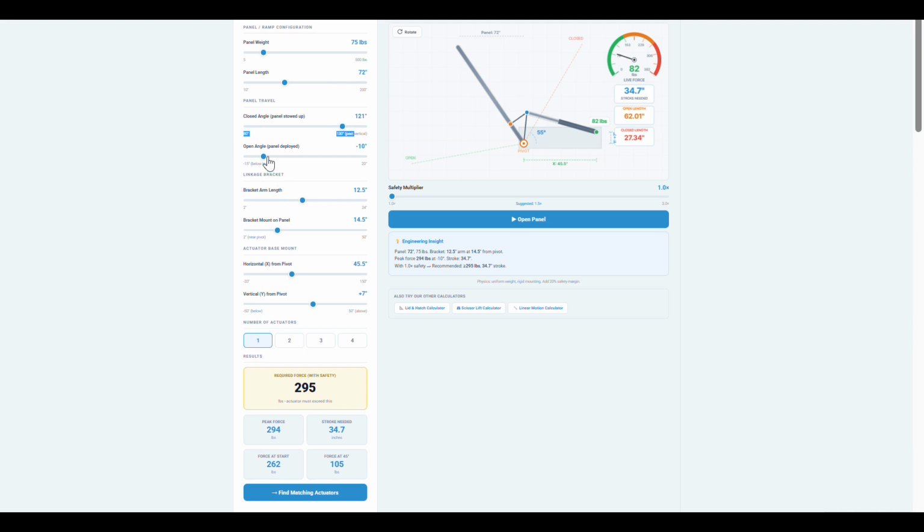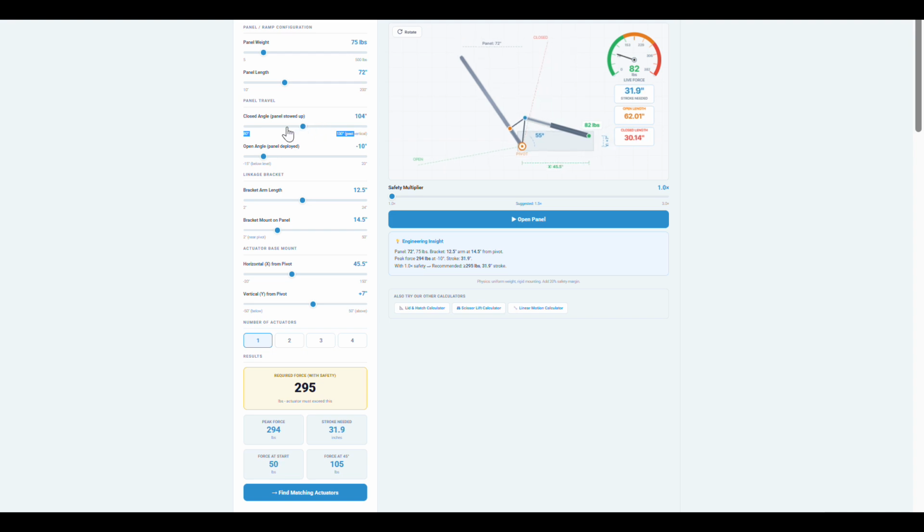a standard hatch. The key difference with this calculator compared to the others, you're not going from 0 to 90. You're going from one angle to another, and that changes everything about how you size the actuator. Let me walk you through it.